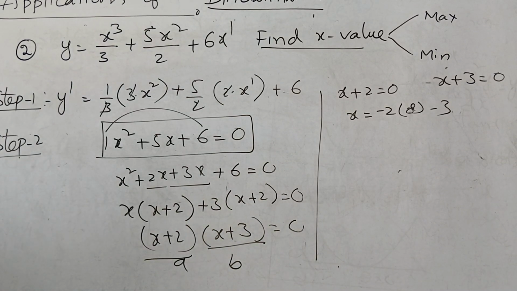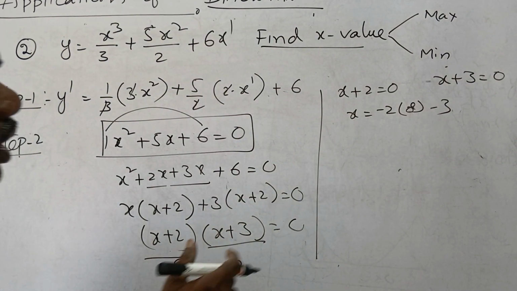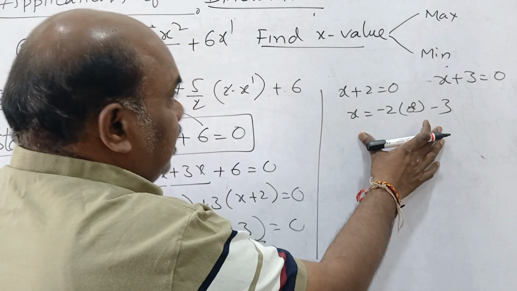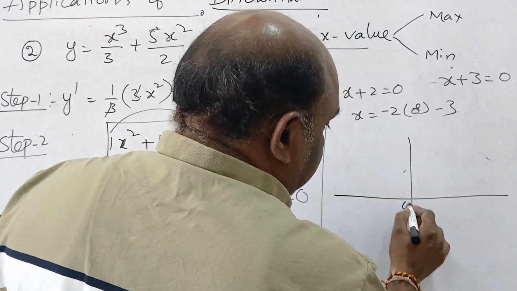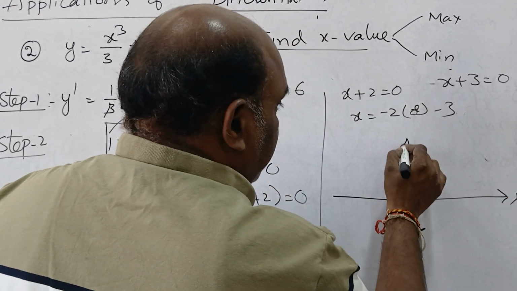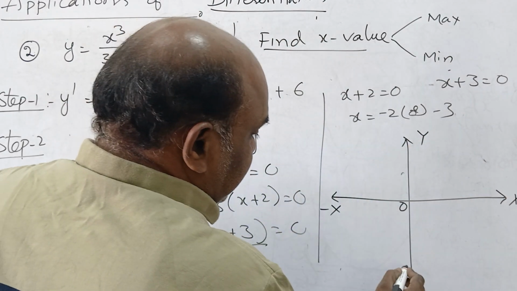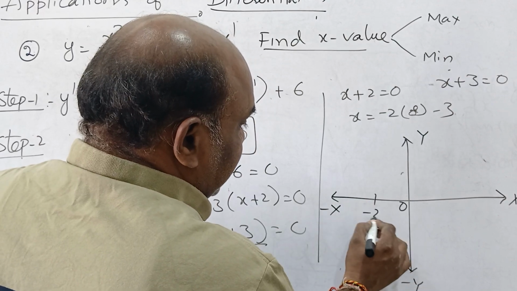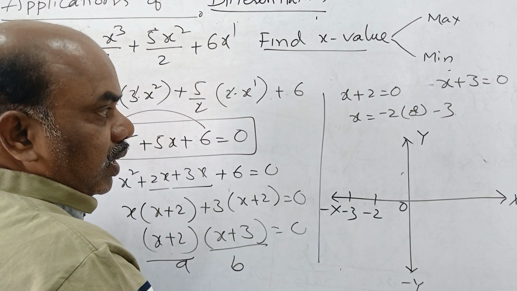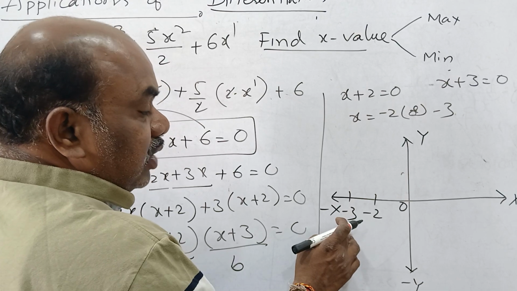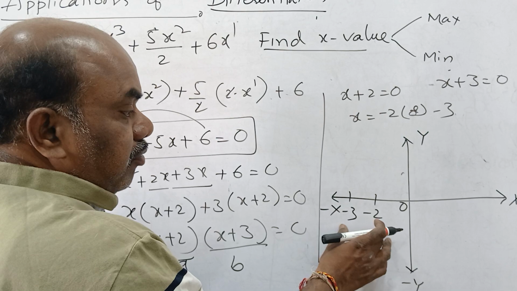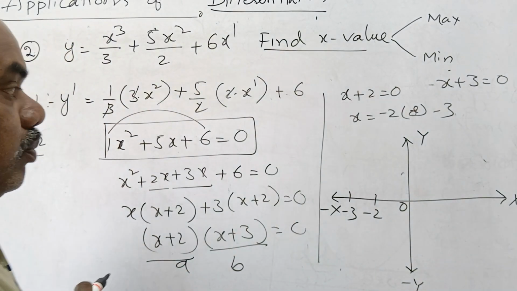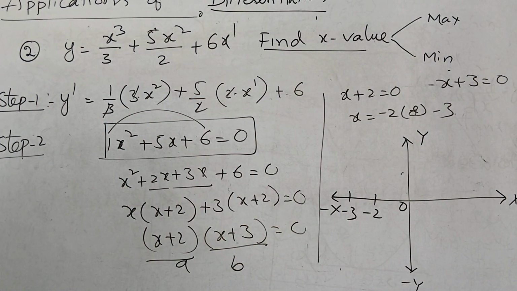How to get the maximum and minimum value? Now at these two points the slope has become 0. Let us analyze once. This is graph paper, this is the origin, this is the positive x axis, this is the positive y axis, this is the negative x axis, this is the negative y axis. This is minus 2, this is minus 3. So x equal to minus 2 and x equal to minus 3. At these two points the slope is 0. Now how to find the maximum and minimum values?